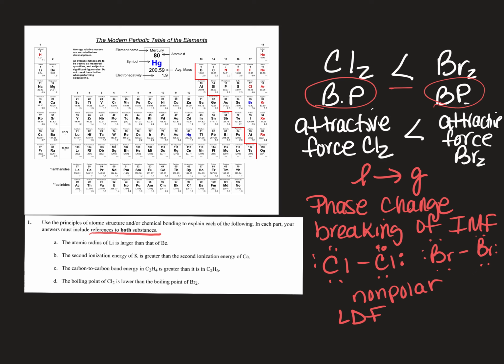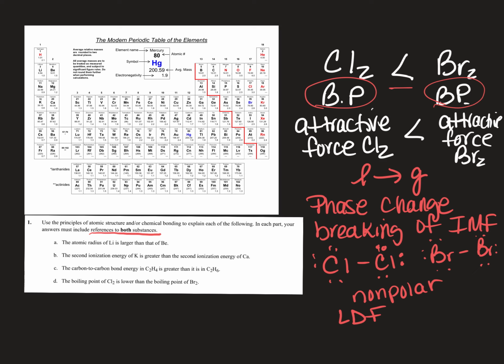So bromine has to have a larger London dispersion force because it has a more polarizable cloud due to a greater number of electrons in the bromine molecule compared to the number of electrons in the chlorine molecule. And the increased polarizability of the cloud is going to produce a greater attractive force, which is going to create a stronger or a higher boiling point.